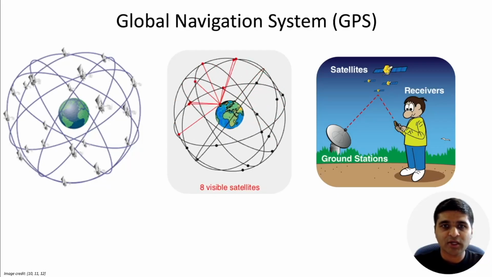These satellites transmit signals that are received by GPS devices, which calculate users' exact position using the principle of trilateration based on the distance from multiple satellites. We will learn more about this in a separate video.